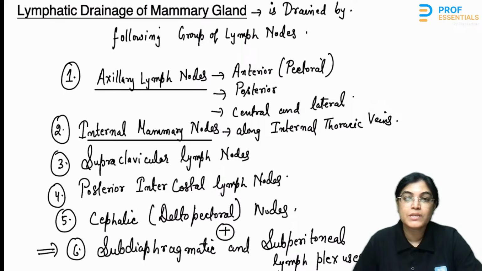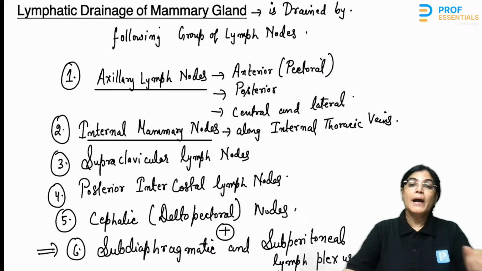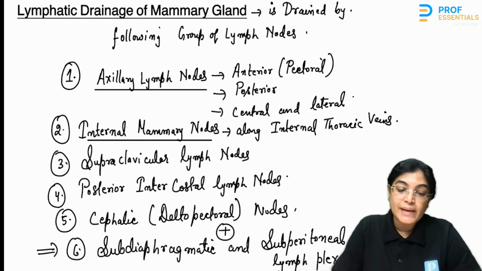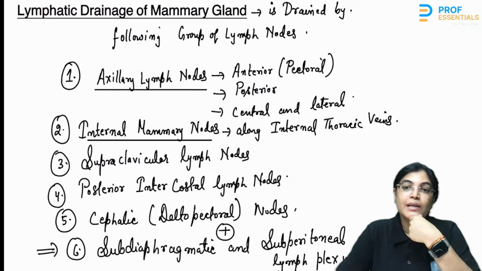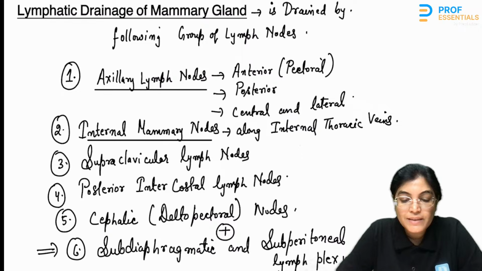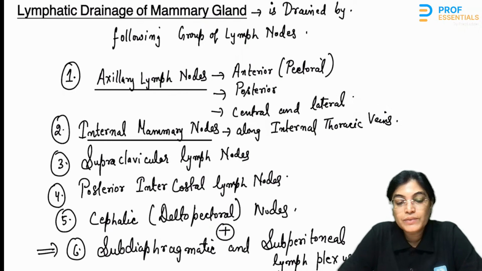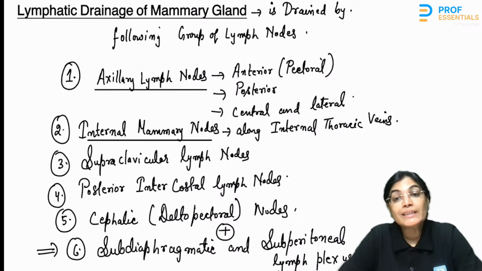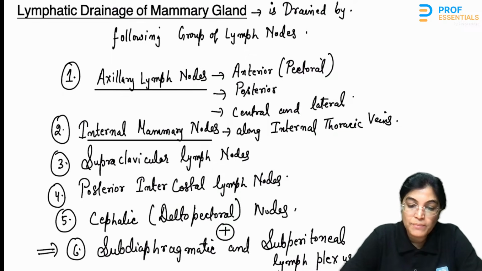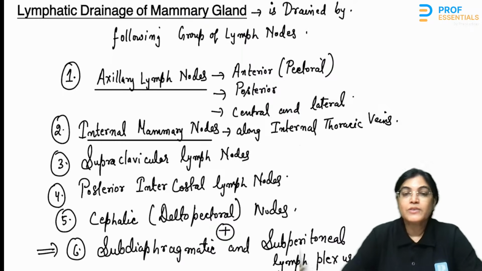Now, for proper understanding of lymphatic drainage, I would like to give you some detail. I will also draw a diagram. If I am talking about the breast, the mammary gland lymphatic drainage can be grouped as superficial and deep. Superficial lymphatics will drain the skin except that of the nipple and areola. The deep lymphatics will drain the parenchyma and the nipple and areola part. So that is an important point.